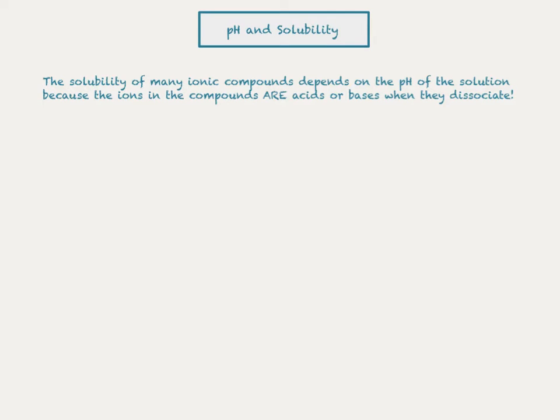In this video, we're going to talk about how pH and solubility are heavily related to one another. Generally speaking, the solubility of many ionic compounds depends on the pH of solution because the ions in those compounds are themselves acids or bases when they dissociate. Let's look, for example, at magnesium hydroxide and barium fluoride.